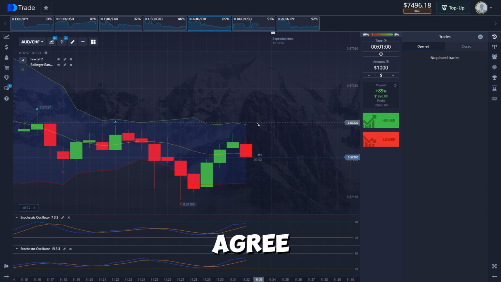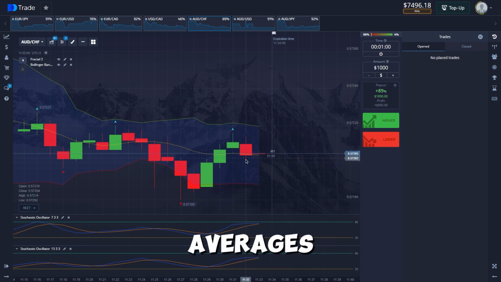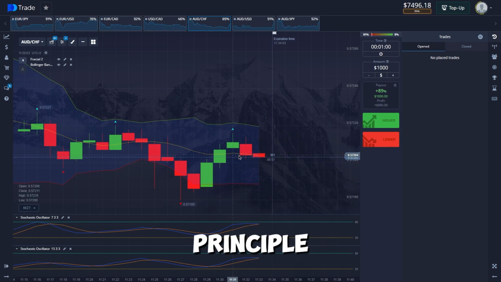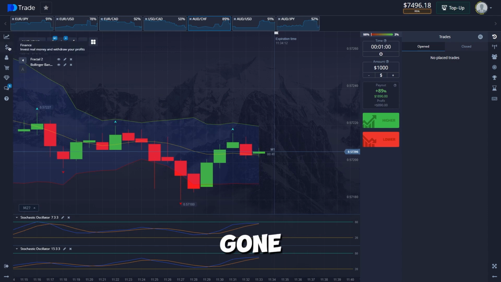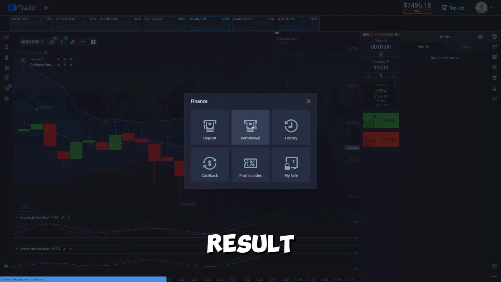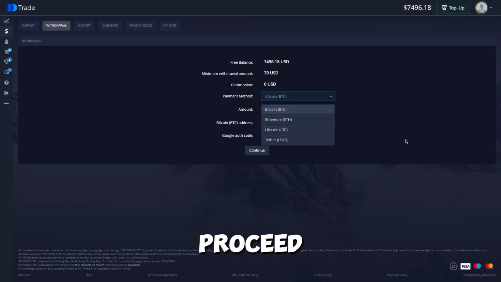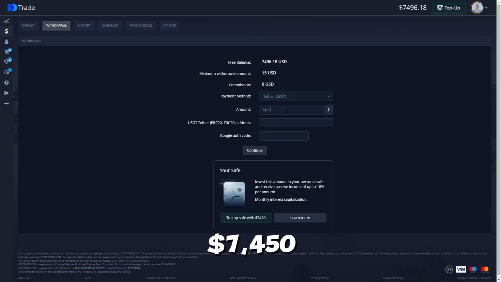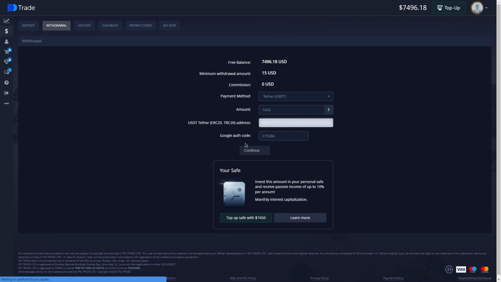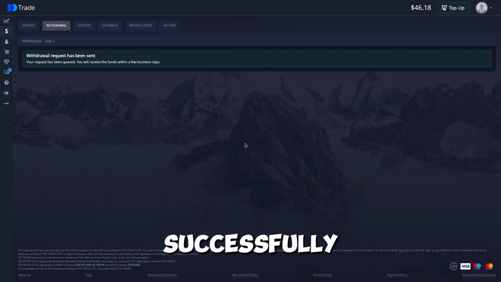Here, yes, I agree there was an intersection of the moving averages, but in general this is the same principle of entry as you see. As you see, the local maximum has been updated and the dynamics of movement has gone down. Based on this result, I will complete the trade and proceed to the withdrawals. Select a wallet of $7,450, our current amount will be. Our operation is running successfully.